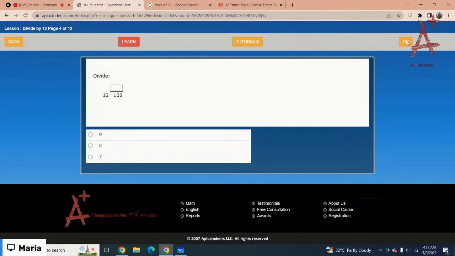Okay, you have to divide 108 by 12. So 12 times what number is 108? 12 times 9 is 108. So the correct option is 9. Very good.